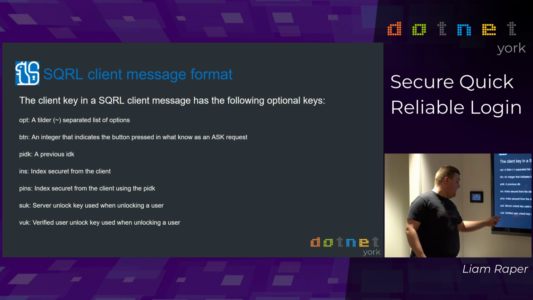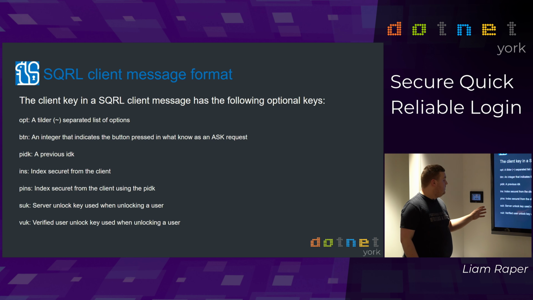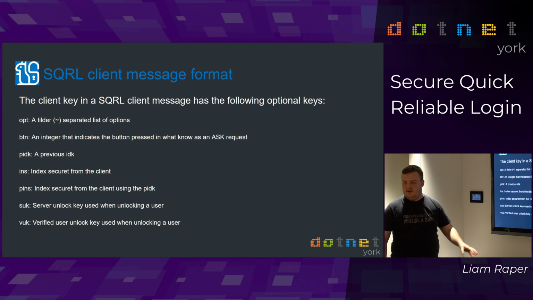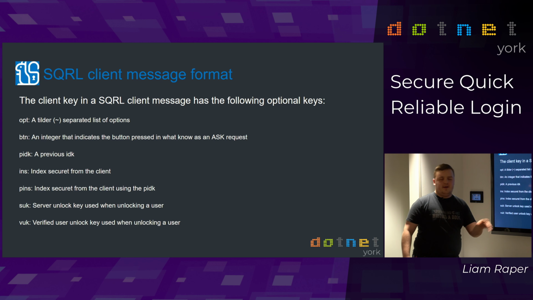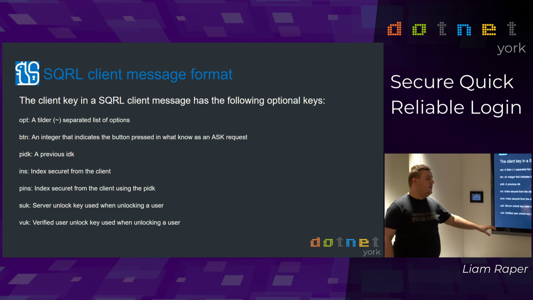Then verify user unlock key. This one is used to unlock an account. So we have 2 keys, one for locking and one for unlocking. And then this unlock key is used to verify a signature that we get later on, which we'll see in a second.